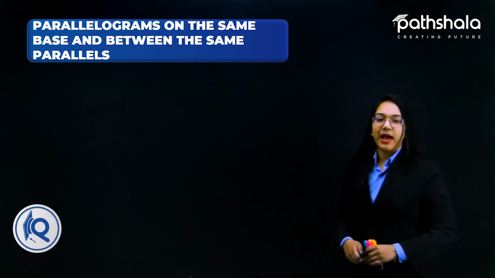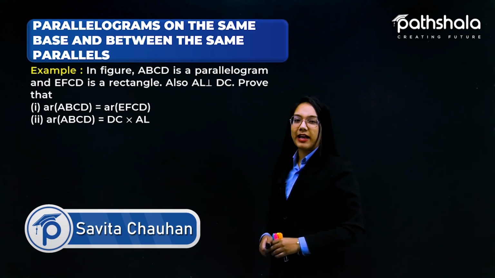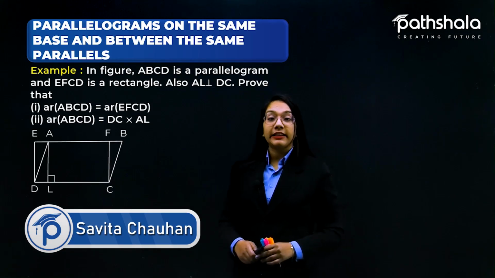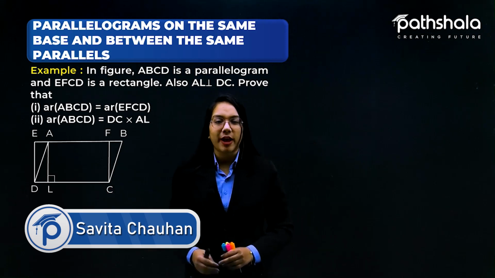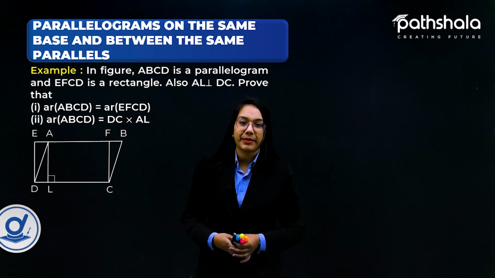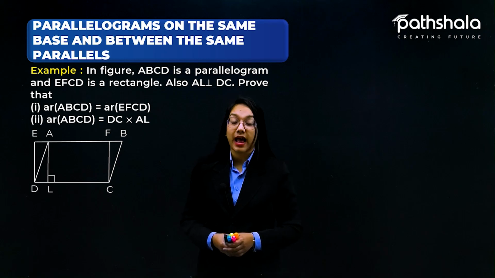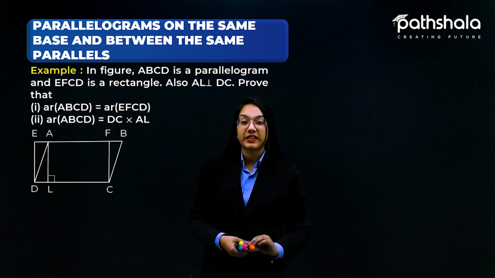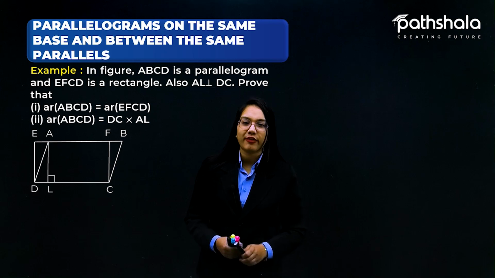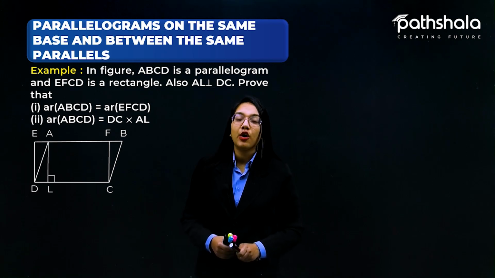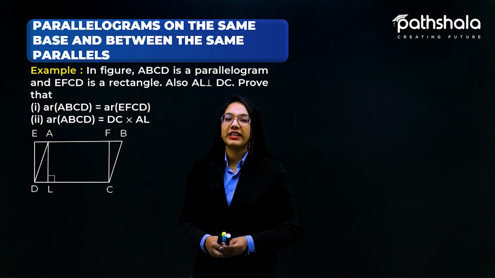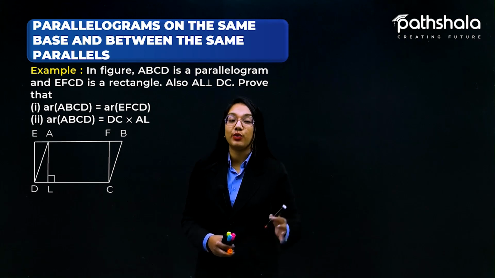Now let's see an example which is related to this concept. The example says that in the figure ABCD is a parallelogram. So you can see over here that ABCD is a parallelogram. EFCD is nothing but a rectangle. Also AL is perpendicular to DC. We have to prove that area of ABCD is equal to area of EFCD. Furthermore, we have to prove area of ABCD is equal to DC into AL.